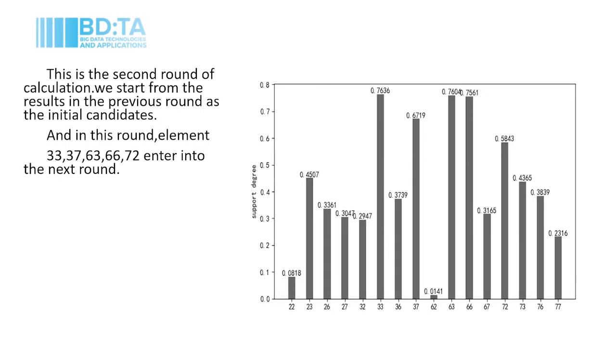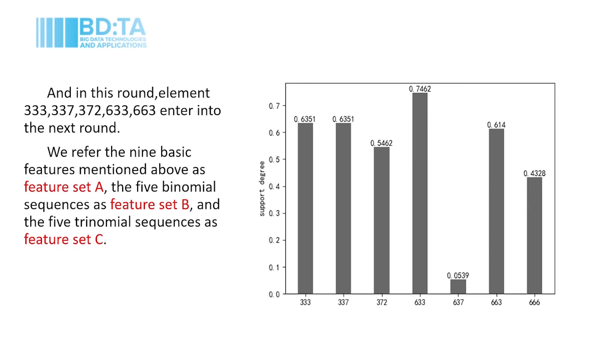In the second round of calculation, we start from the results of the previous round as the initial candidates. And after the calculation, we also get 5 elements in this round, and they will enter into the next round. They are 33, 37, 63, 66, and 72. And in the third round, we get 5 elements, and they will enter into the next round.